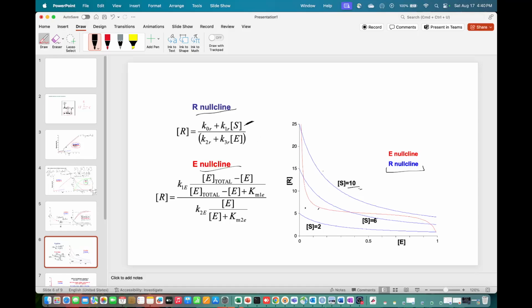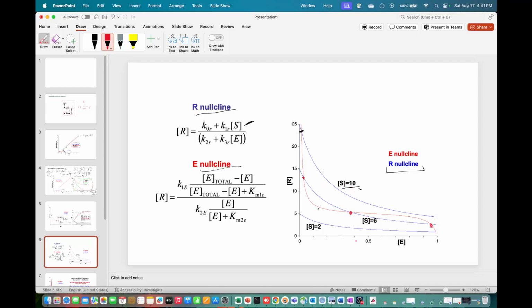If you notice, for S equal to 10, say for the first curve here, the R nullcline meets the E nullcline at one point here, right? Now if you slightly decrease the value of S from 10 to 6, you see the nullclines are intersecting each other at 3 different points, here, here, and here. So there are 3 steady states for S equal to 6.